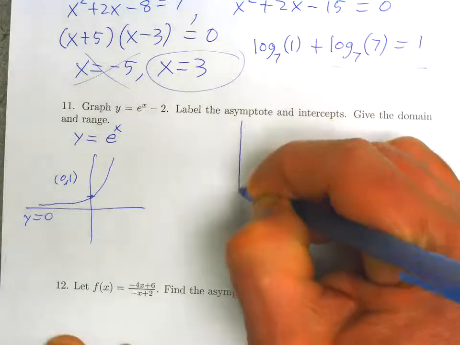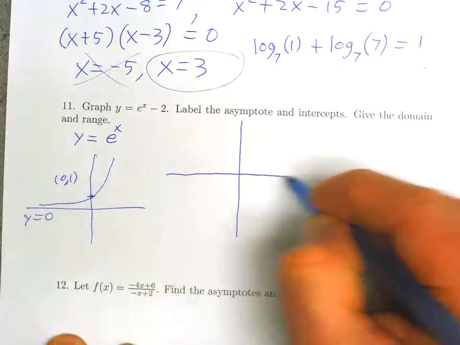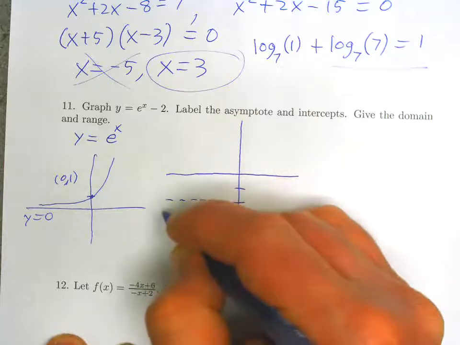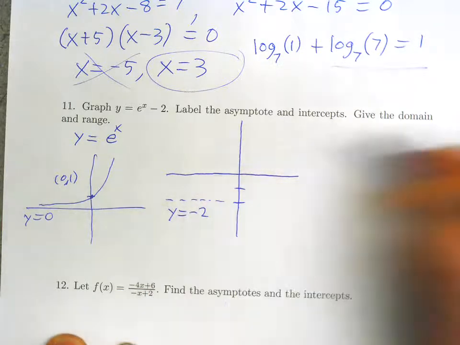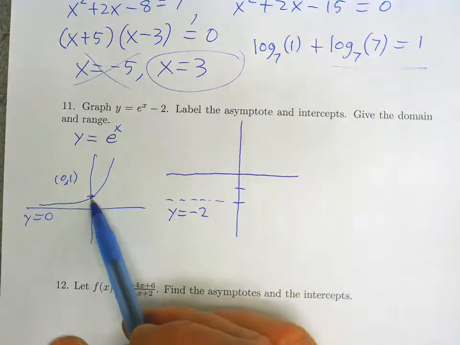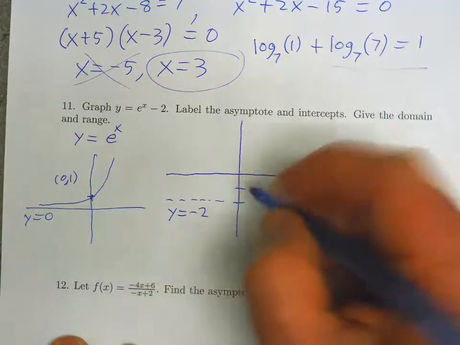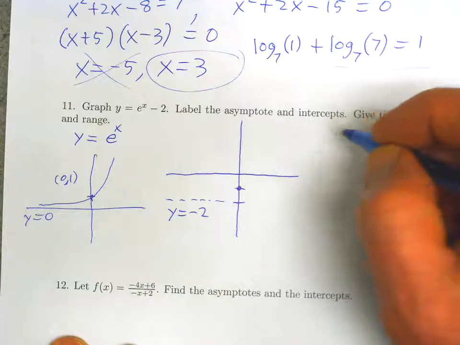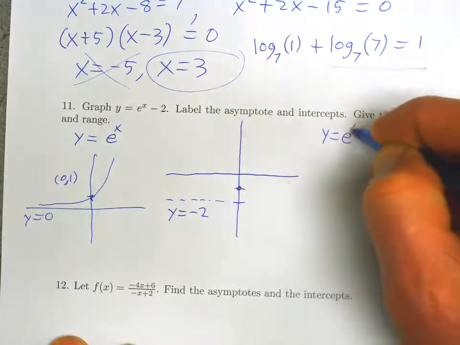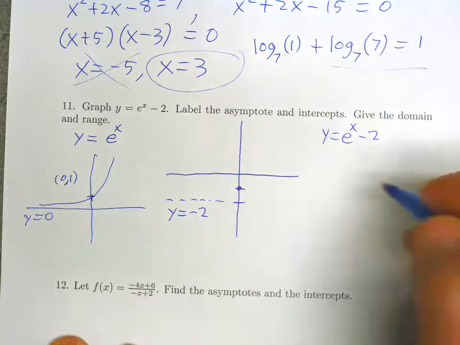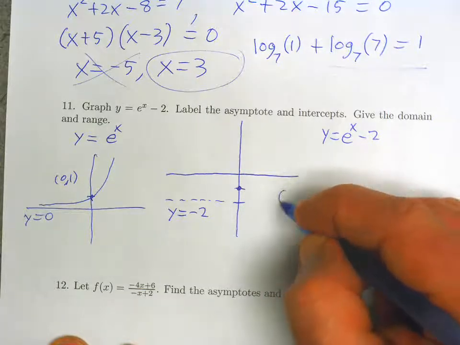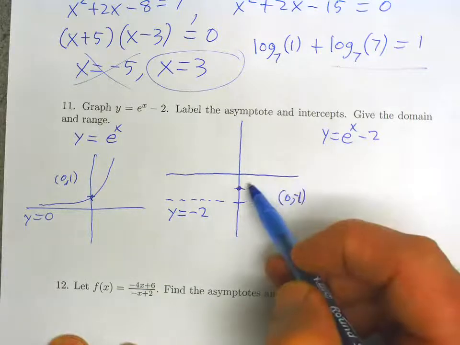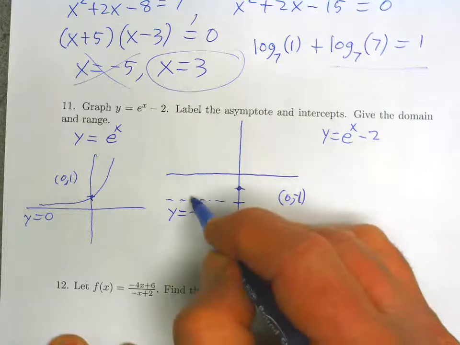So you have to make sure that you identify the horizontal asymptote, y equals negative 2. This point, (0, 1), gets shifted down 2 units. So the y-intercept of this function, y equals e to the x minus 2, is (0, negative 1). And then there is an x-intercept.